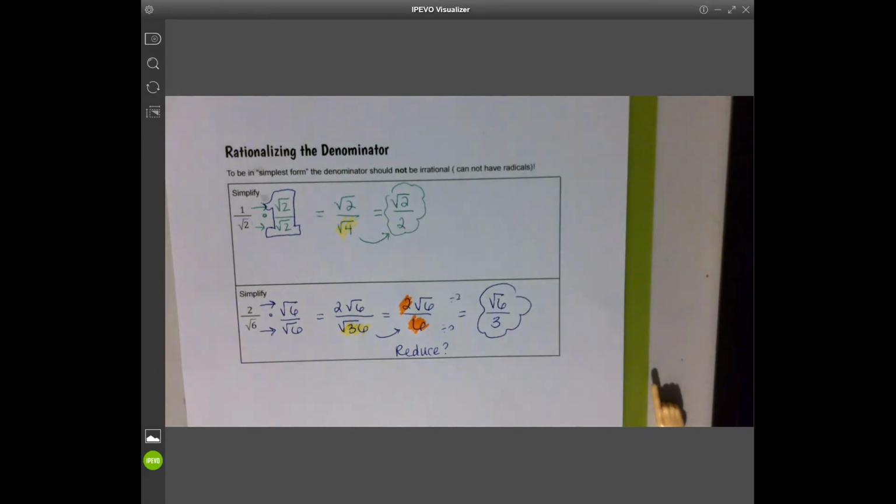And that is rationalizing your denominator. So make sure you have these notes, and we're going to practice more in class.